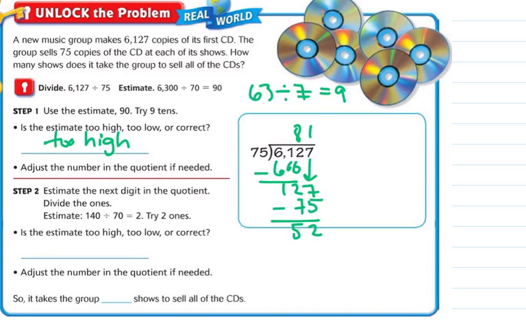So boys and girls, we know that our 52 is smaller than our divisor. So 52 must be our remainder. So our quotient is 81, remainder 52.